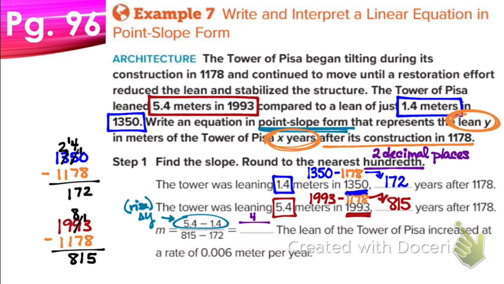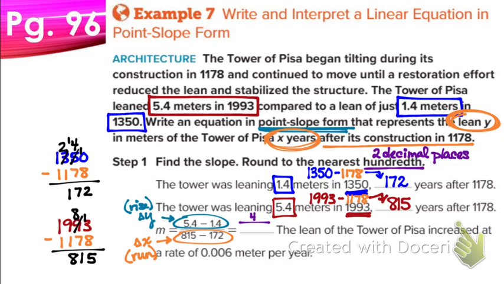Down in the denominator, where did the 815 and the 172 come from? Possibly. But where did those numbers come from? Years. Is years x or y? X. Down in the denominator is our change in x, because this is our run. Guys, you've got to get this straight about slope.